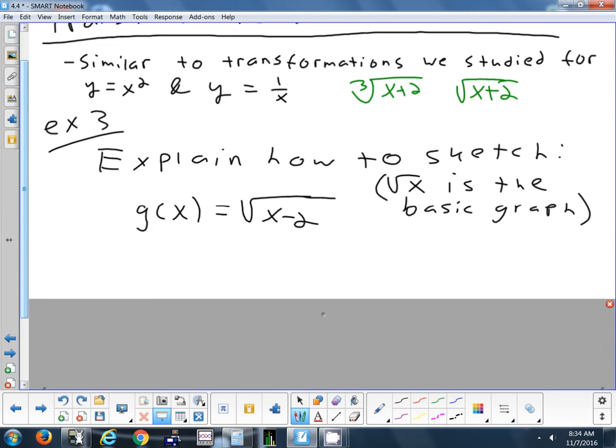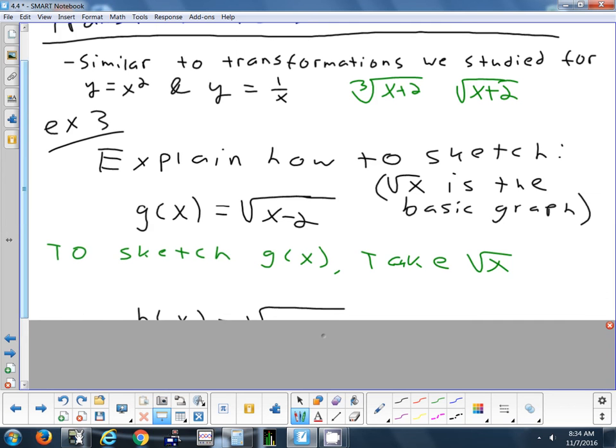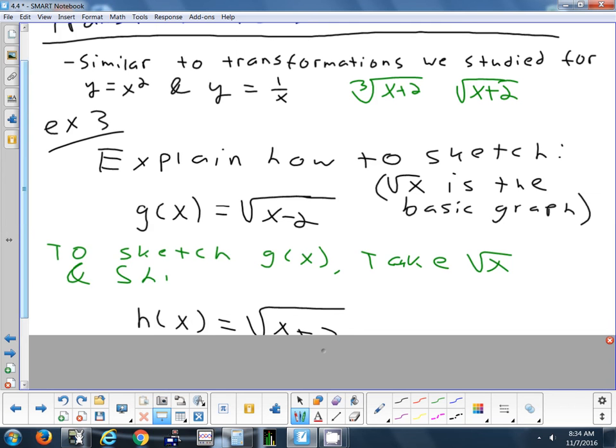So explain how to sketch g of x. Just write to sketch g of x: take square root of x and shift right 2 units. Okay, that's the basic one. This is only one transformation.